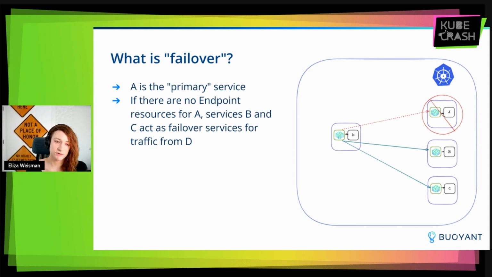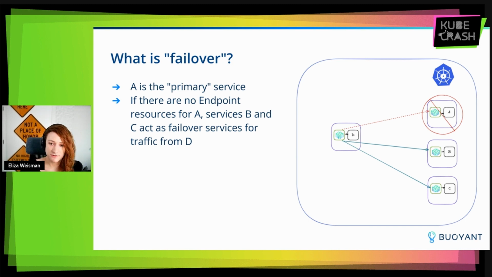In this case, in Kubernetes, what we're doing is watching this primary service, which in this example is A, and D is a client of that service. We're watching that service and looking at how many Kubernetes endpoint resources exist for it. If everything's working normally, there's going to be a bunch of endpoints in that service.